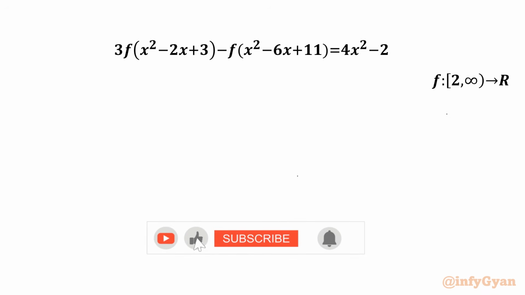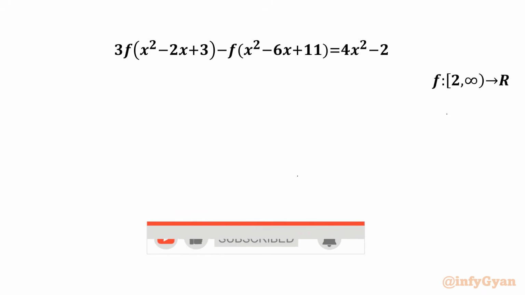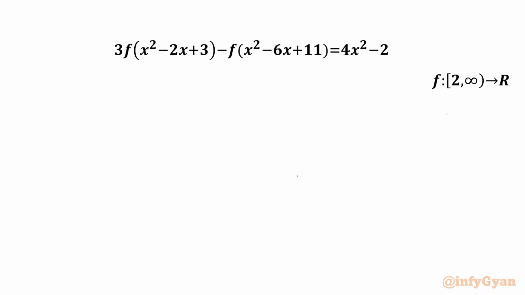Today in this video, we are going to take up one very interesting functional equation problem for the value of f(x). So let's get started. We have two quadratic arguments over here, x² − 2x + 3 and x² − 6x + 11. We want to find what substitution we should take over here.